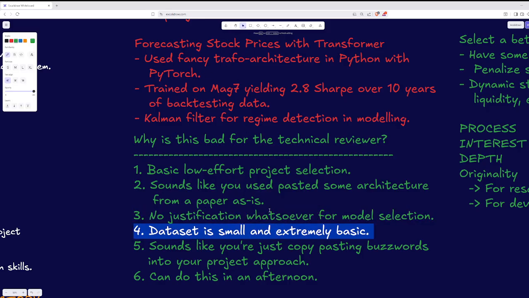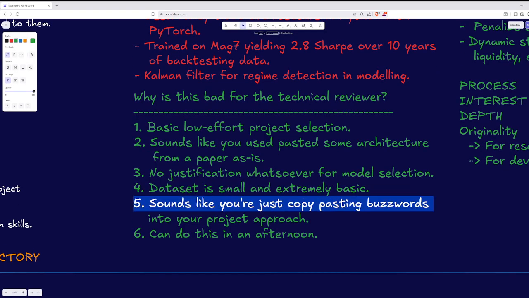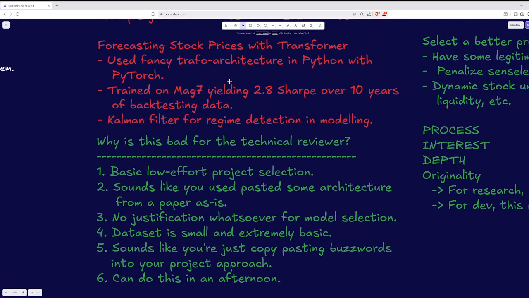Four, the data set is small, very basic. It's like, okay, you've taken price data for 10 years for 7 instruments. That's, maybe, I don't know, 17,000 data points, something like this. It's not very impressive. And it sounds like you're just, again, copy-pasting buzzwords to make it sound fancy.